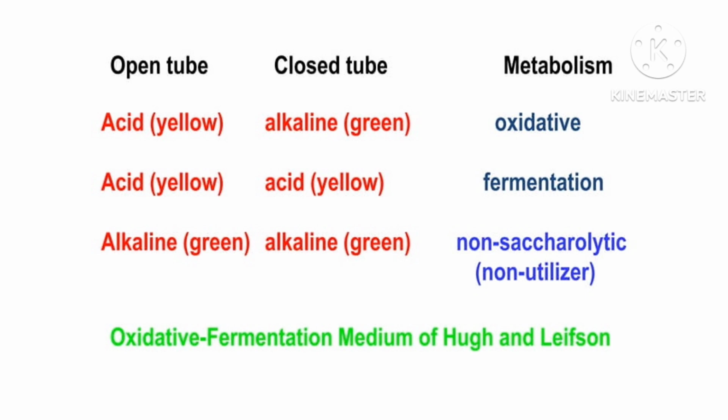This is the same thing: open tube and closed tube, what is the type of metabolism? If the open tube is acid, yellow, and the closed tube is alkaline, showing green, the organism is oxidative, and if both the tubes are turning yellow, this is a fermentation reaction. Alkaline and alkaline, that is green and green, it is a non-saccharolytic or non-utilizer organism. This oxidative fermentation medium is called Hugh-Leifson OF medium, identified by two scientists, Hugh and Leifson.